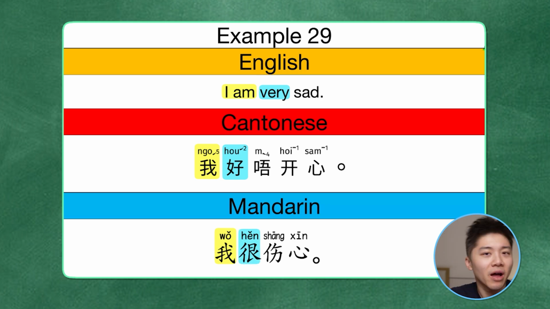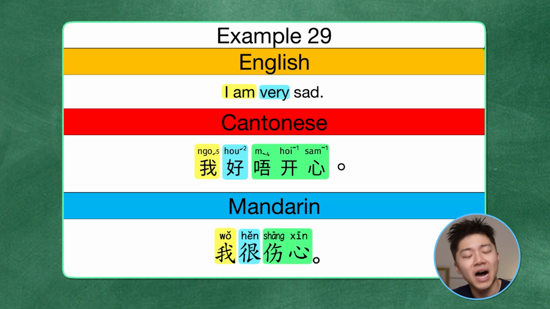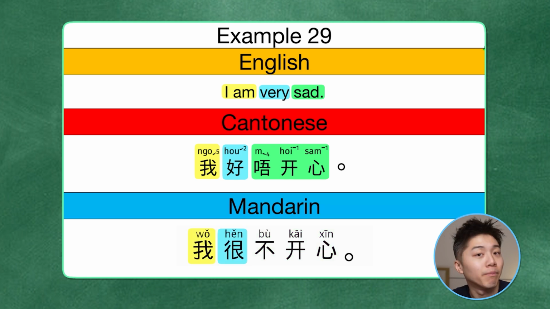Now this last bit, it actually works either way in reverse. So 唔開心 means 開心 means happy and 唔 means not, so 唔開心 means not happy. I'm very not happy. It's a very common way of saying I'm very sad in Cantonese. Now you could totally say that in Mandarin. It would be 我很不開心。Not common, but everyone understands you.